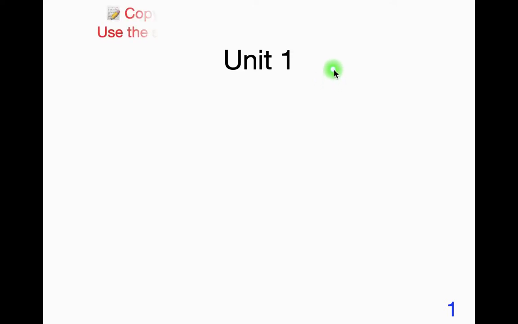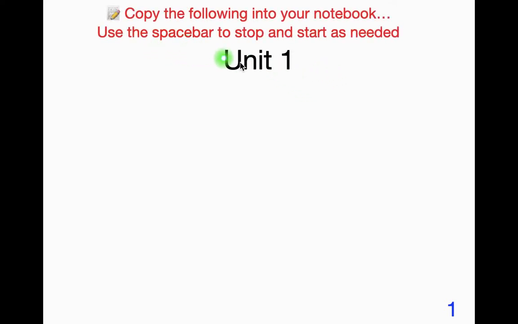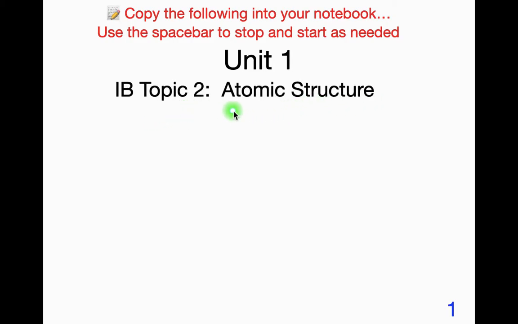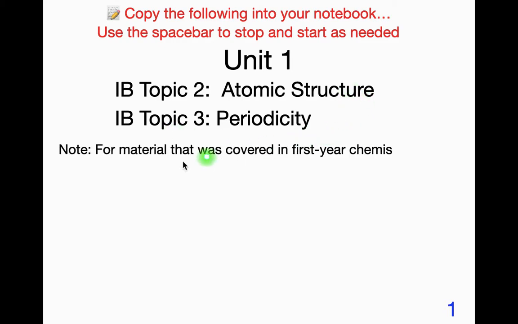Okay, Unit 1. Now, of course, copy all of this into your notebook, and you can use the spacebar to stop and start as needed. Unit 1 will consist of IB's Topic 2, Atomic Structure, and IB Topic 3, Periodicity. Much of this you've already had.